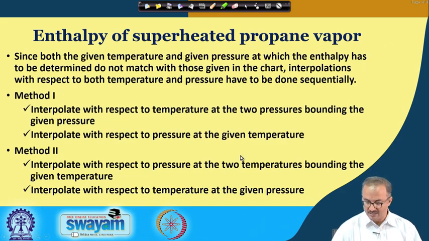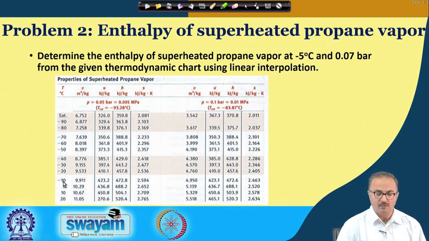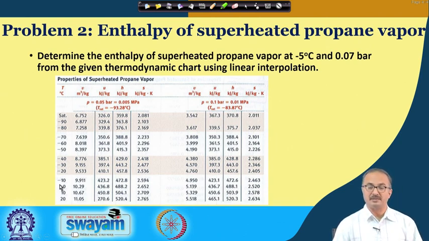What it means is this: suppose we go to the table. Now, first we interpolate with respect to temperature. That means we have 0 and minus 10, so we get the value at minus 5 degree centigrade at 0.05 bar. Similarly, we can get the value of enthalpy at minus 5 degree centigrade at 0.1 bar by interpolation.